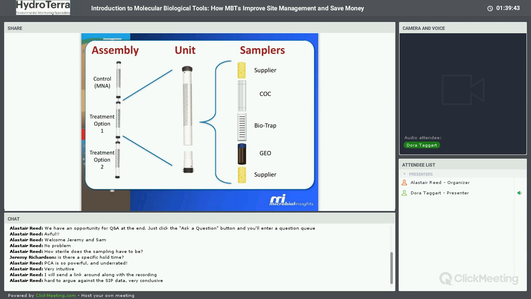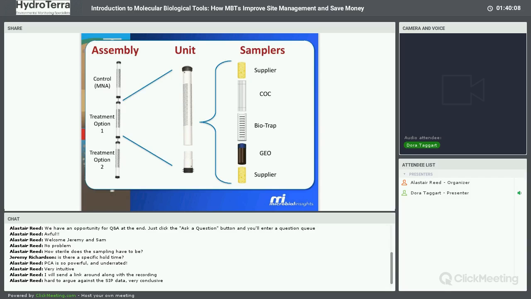So let me zoom in so we can look at this a little more closely. Typically in an assembly, you're going to have a control unit that simulates natural conditions and then different treatment options. These are slotted PVC pipes. They're typically about 15 inches in length, depending on what we put inside the unit, so we can customize these depending on the questions we're trying to answer.